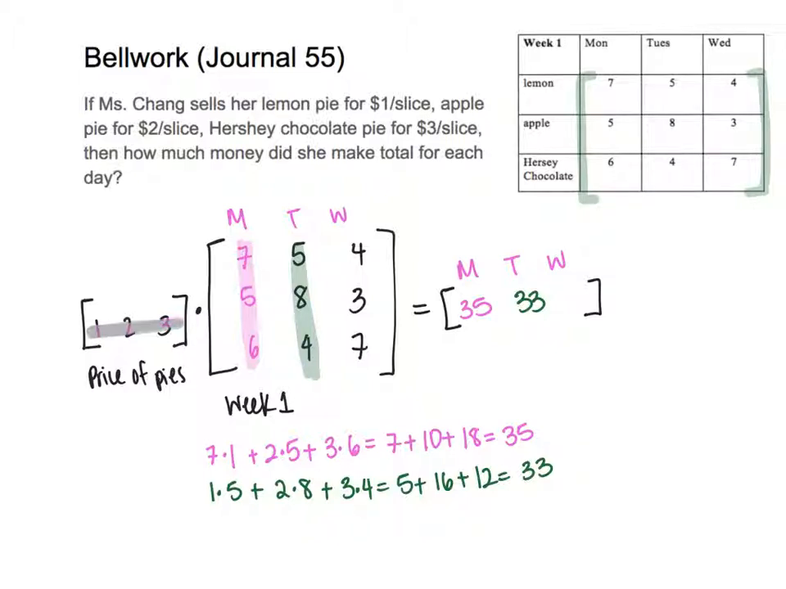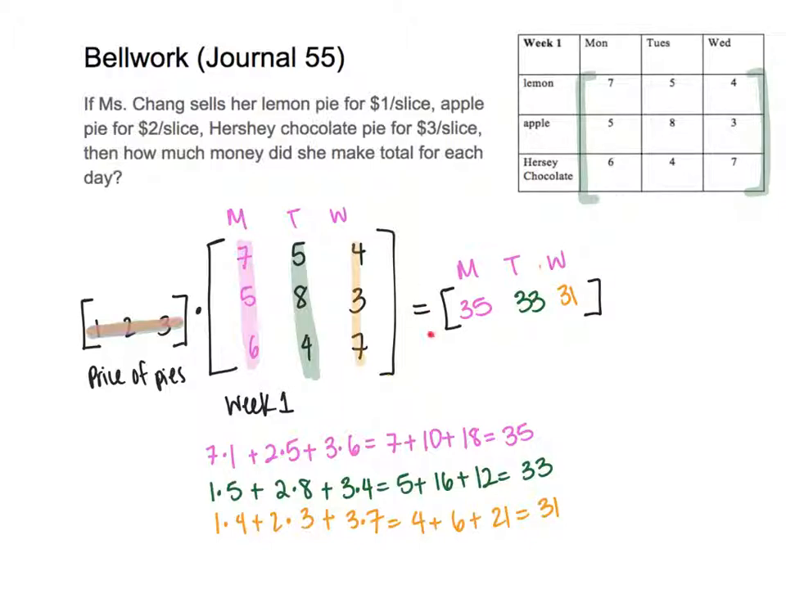And then next, I'm going to take my last column here and multiply that out. So in this case, let me grab another highlighter. Take this, that's not a highlighter, and multiply my third column. And so that's going to be 1 times 4 plus 2 times 3 plus 3 times 7. And so that's going to be 4 plus 6 plus 21. If I add this together, I get $31 for Wednesday.